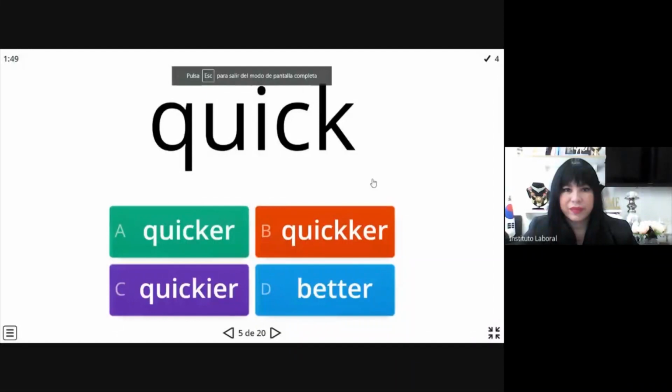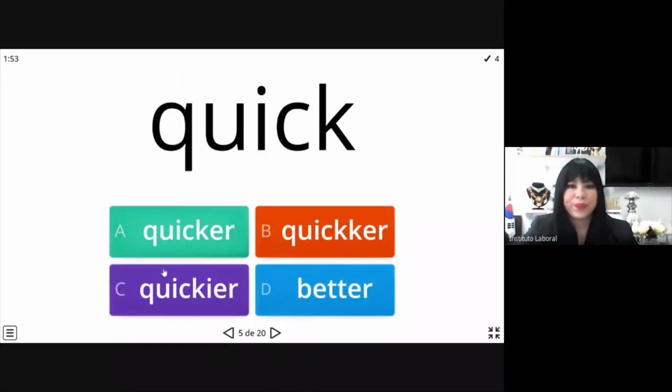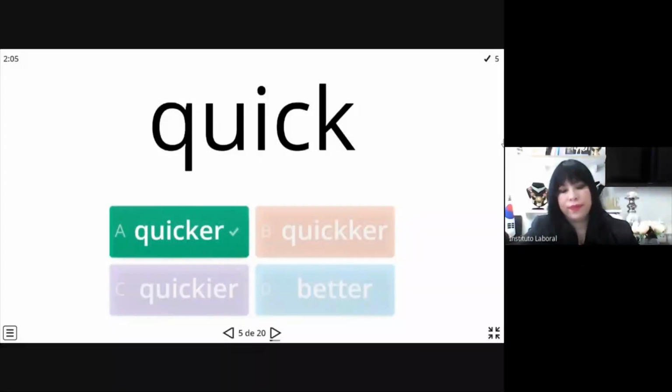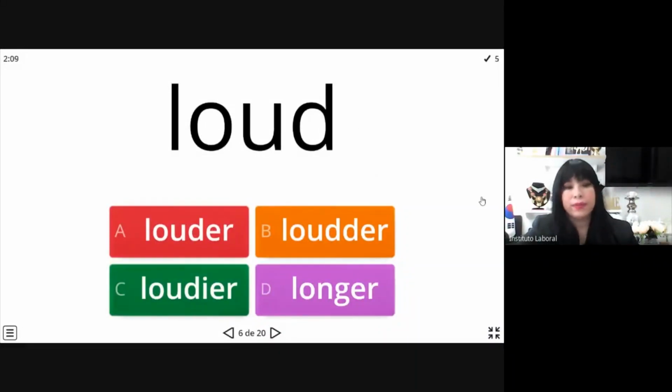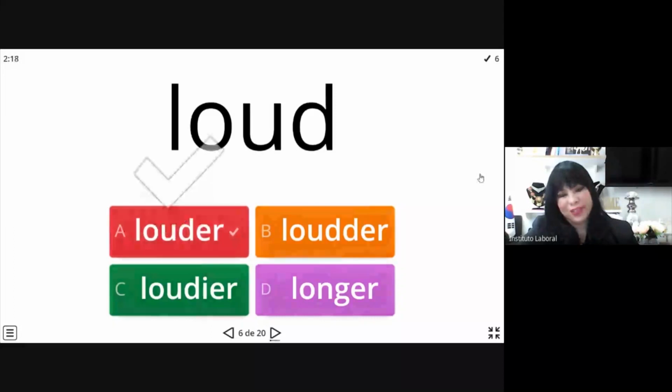Okay, now we'll work quick. What is the correct answer? A, B, C, D. What is the correct comparative form of quick? A. Quicker. Very good. We just need to add ER. Loud. A, B, C, louder, or D? Okay. A, B, A. Thank you.